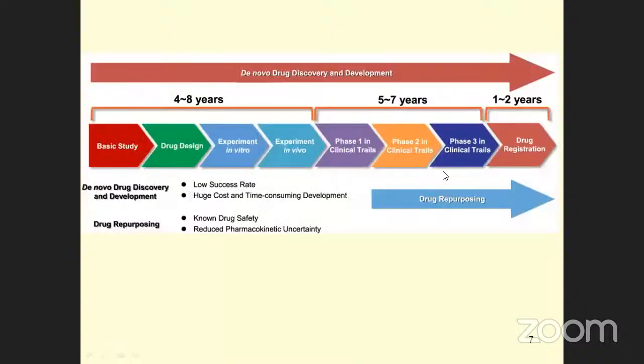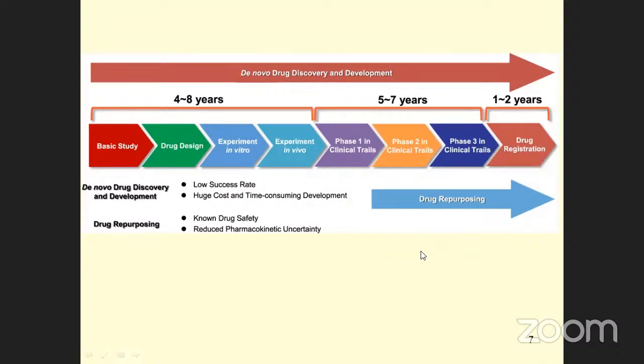Next, please. So this is the de novo drug discovery and development whole timeline procedure. It starts with the basic study, then we go for drug designing, then experimental in vitro is done, experimental in vivo, then phase 1 clinical to phase 3 clinical trials are executed, and finally it takes about 1 to 2 years for drug registration. So from basic study to experimental in vitro and in vivo, 4 to 8 years are required, and clinical trials require 5 to 7 years.